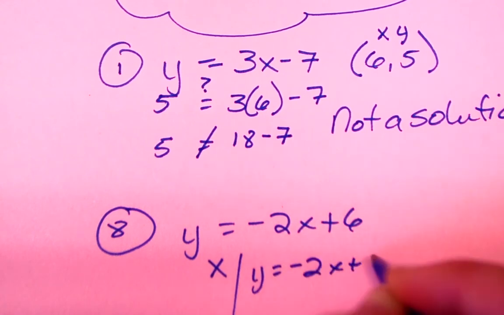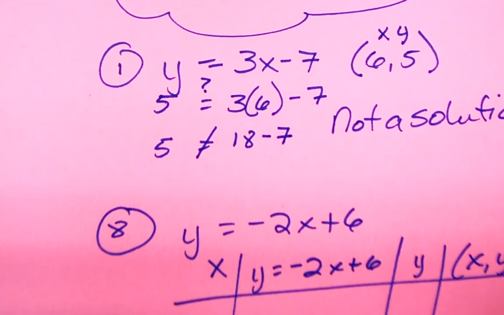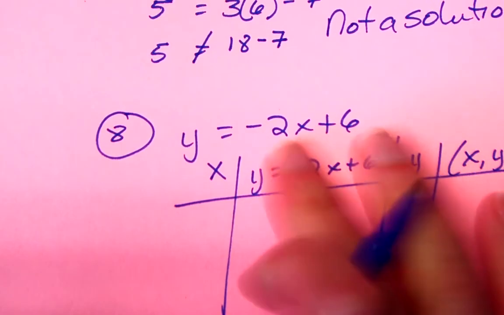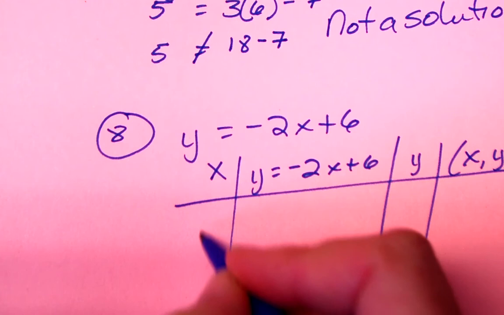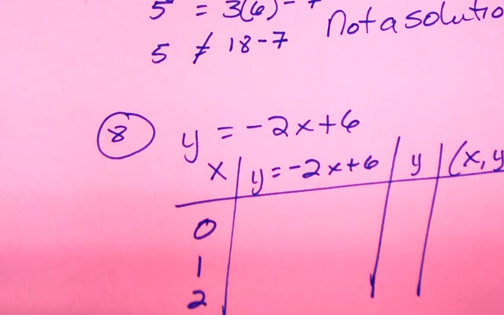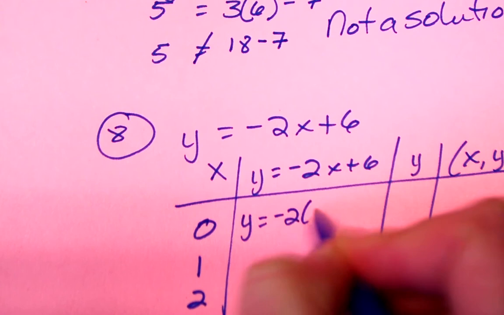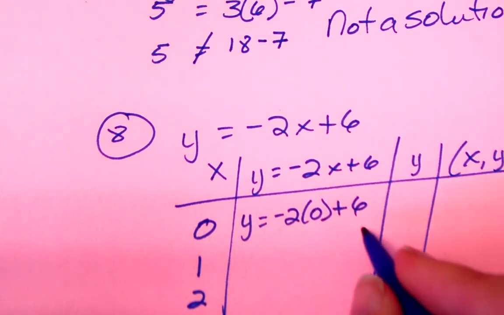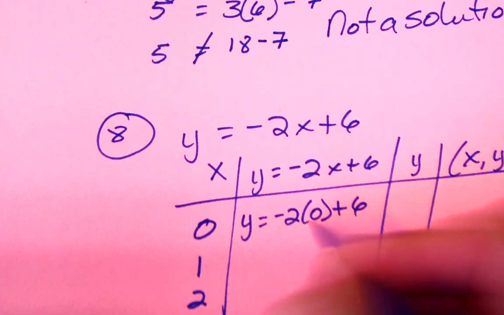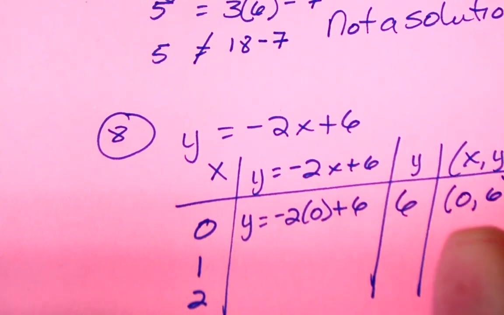Once you become more familiar with this, you don't have to fill out this whole table, and you'll know what are better solutions for x. But just for our purposes, let's start out with 0, 1, 2. So plug in 0. So 0 plus 6. Because this is going to be 0, your y is 6. So your ordered pair is going to be 0, 6.